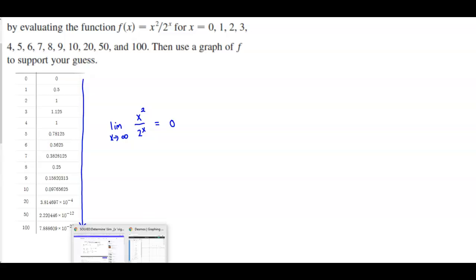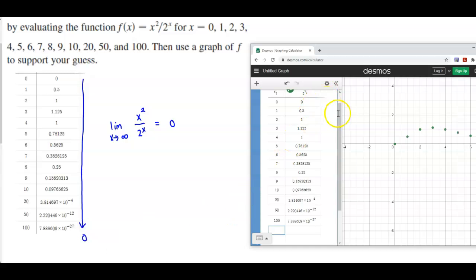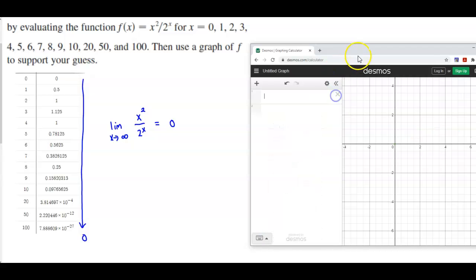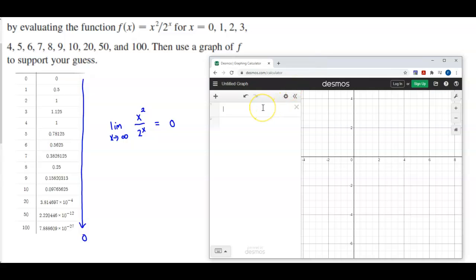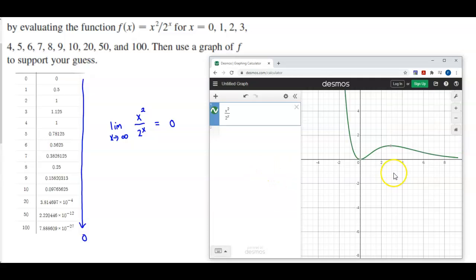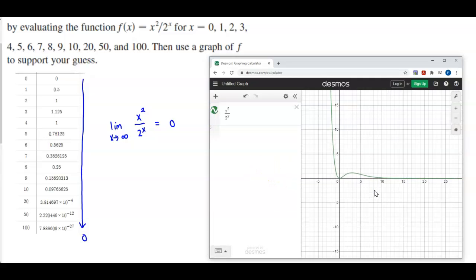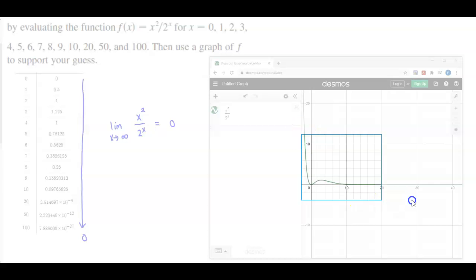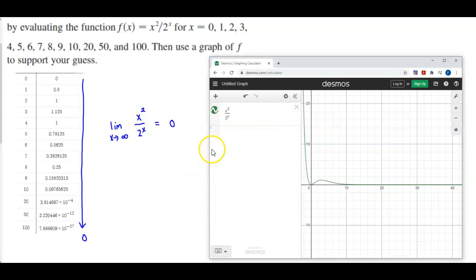So now let's graph this function and see what that looks like. Okay, so we're going to graph the function. So we have x squared divided by 2 to the power of x. So let's see what this graph looks like here. So there's our graph. Okay, so we'll copy this graph, and then we're going to look at the graph.